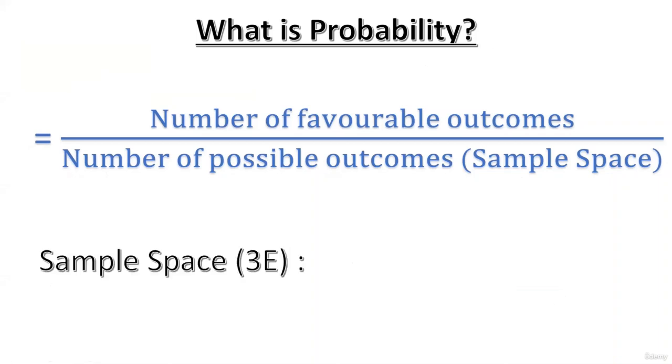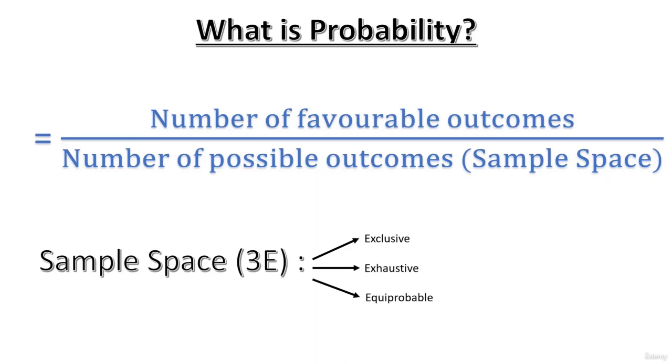So the condition here is that the sample space should be of the type 3E. The three E's are: it should be exclusive, meaning the occurrence of the first outcome automatically rules out the occurrence of the second one. Second, they should be exhaustive, it should basically cover all the possible outcomes. And last, the sample space should consist of outcomes which are equiprobable. So remember, the sample space should be exclusive, exhaustive, and equiprobable.